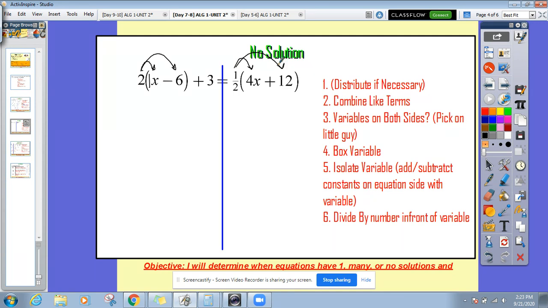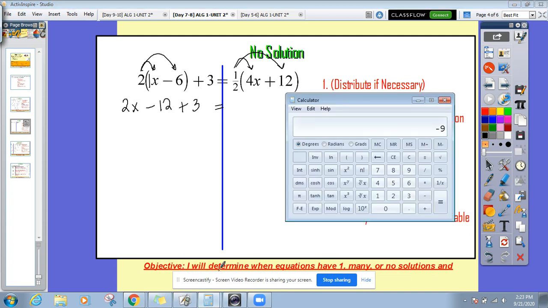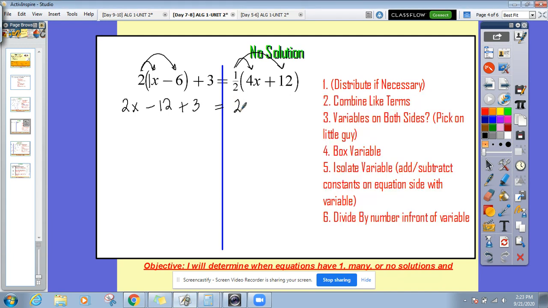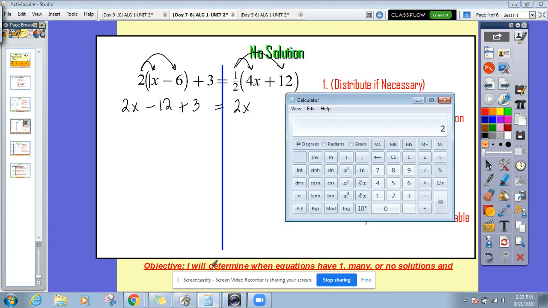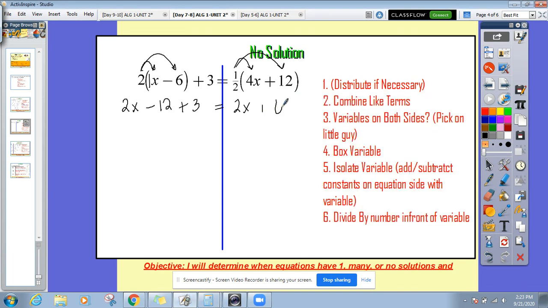So 2 times 1 is 2, and there's an x. 2 times negative 6 is negative 12. And I can bring my positive 3 down. And we continue. 1/2 times 4, I'll use my calculator. So 1 over 2 times 4 is 2. So we have 2x. Then 1 over 2 times 12 is 6. So positive 6.